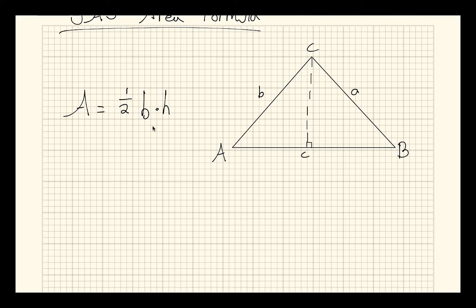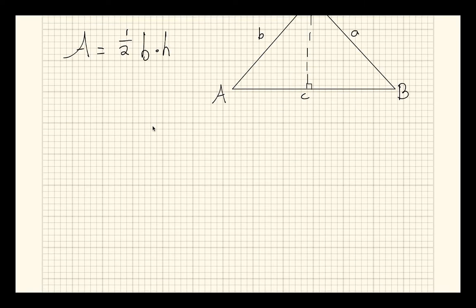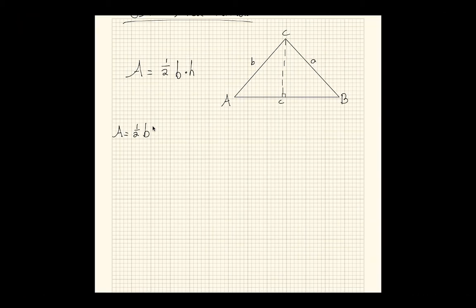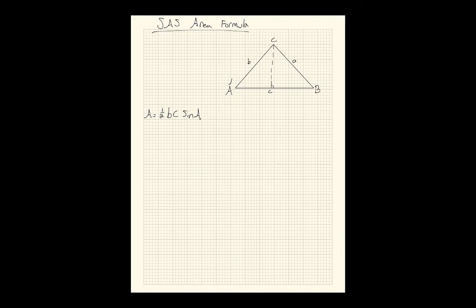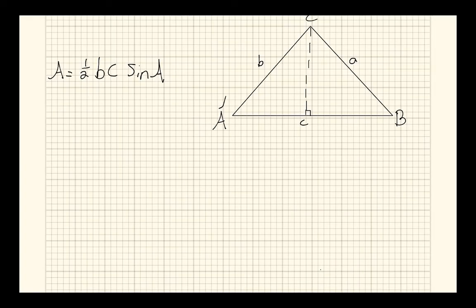So if we want to find the area of this thing, there's another formula we can use, which is 1/2, in this case, BC sine A. Okay, when we're talking about this picture. I'm going to get rid of this old formula. This is the one we're going to be using today. Area is 1/2 BC sine A. So where do we get that from? That comes from here.